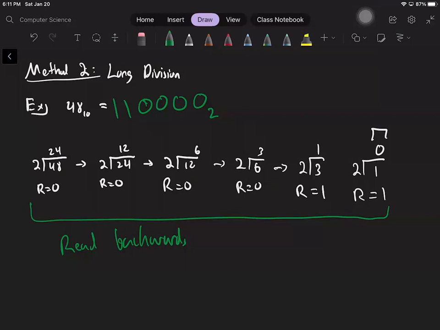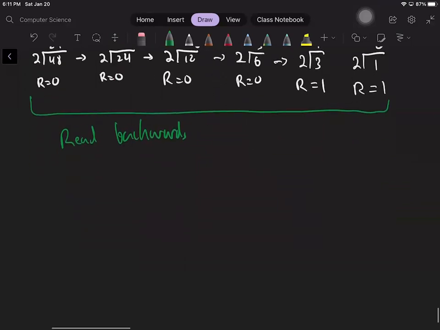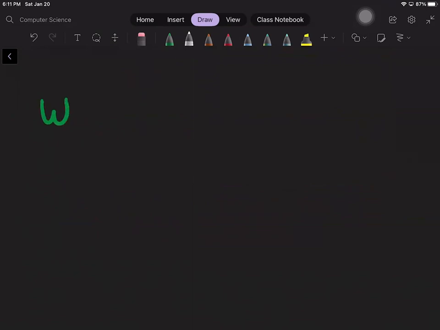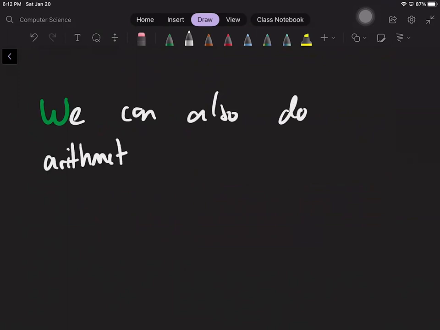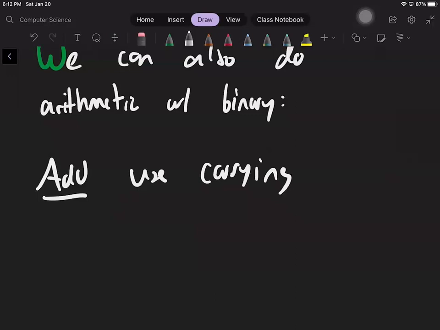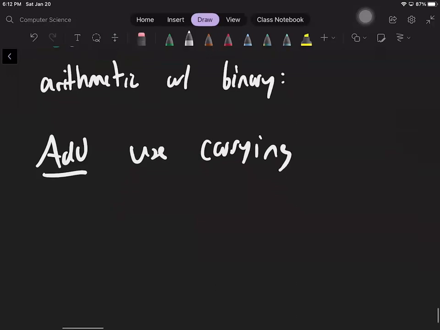Okay, so after you learn to count, what do you do next? You learn about arithmetic. So next we're going to do that with binary. Let's go back to white. We can also do arithmetic with binary. So first thing you do is learn how to add. To add, you do the same thing. You use carrying. That's the typical terminology for this technique.